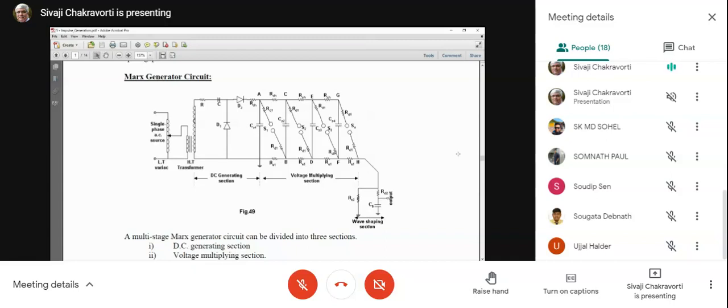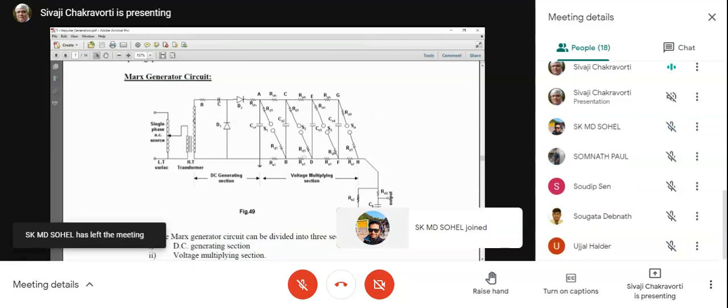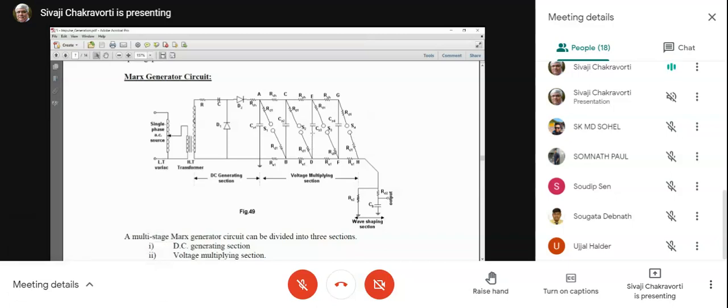And they should be such that D1, the lowest value, should not break down at the charging voltage of the capacitor. If it is V, then it should not break down at V. But now what happens? Let's say now all the capacitors are charged up to a voltage V.